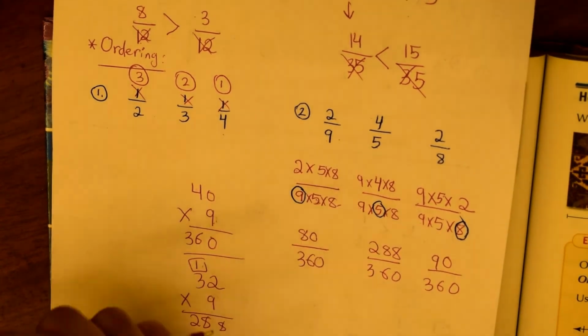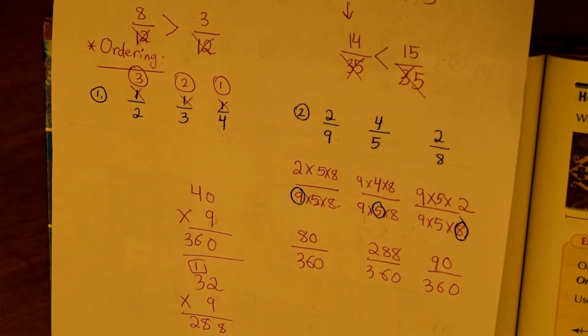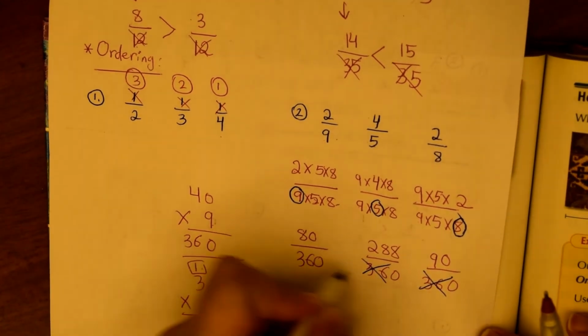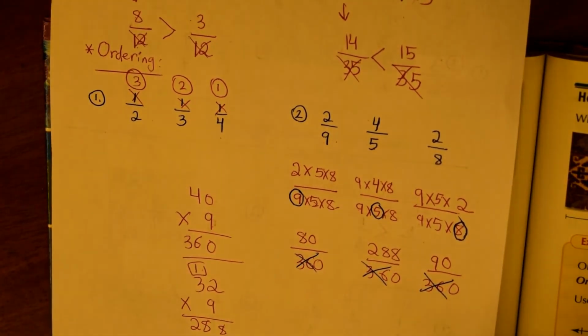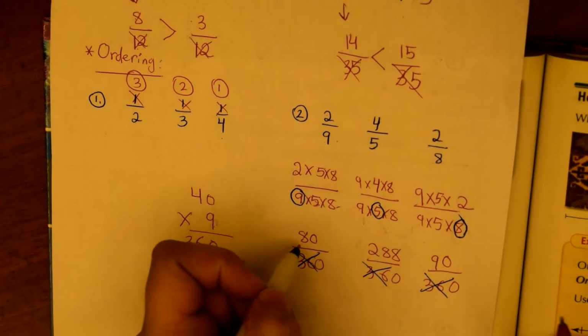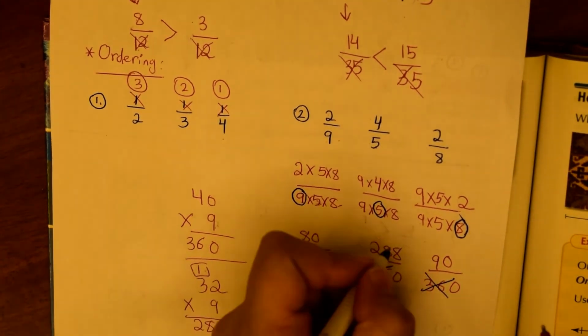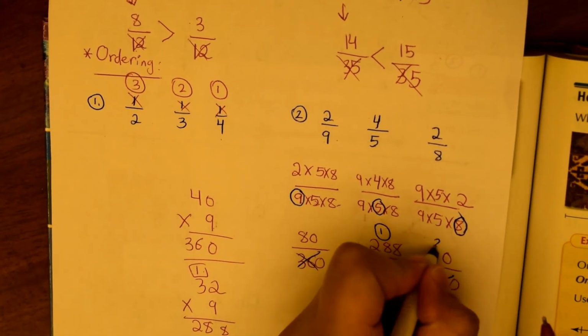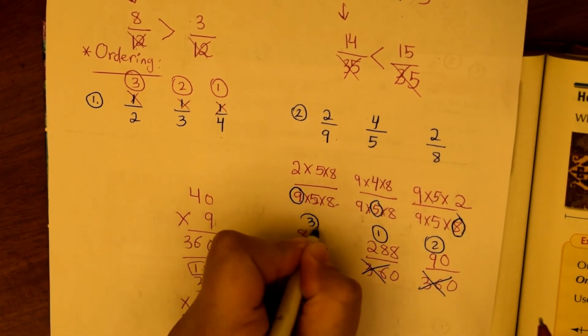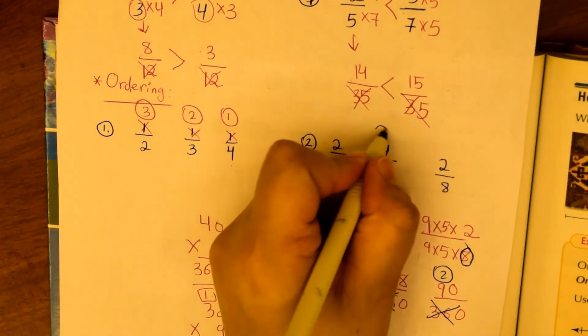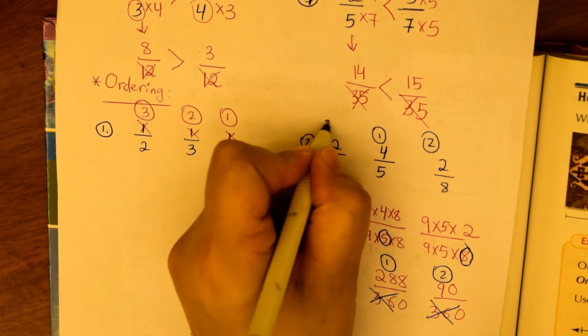Now I want you here to order them from greatest to least. So the first step I will do, I will cross the denominators. Then I want from the big to small, greatest to least. So I have 80, 288 and 90. Then this is number 1, this is number 2, this is number 3. So here I have this is 1, 2 and 3.